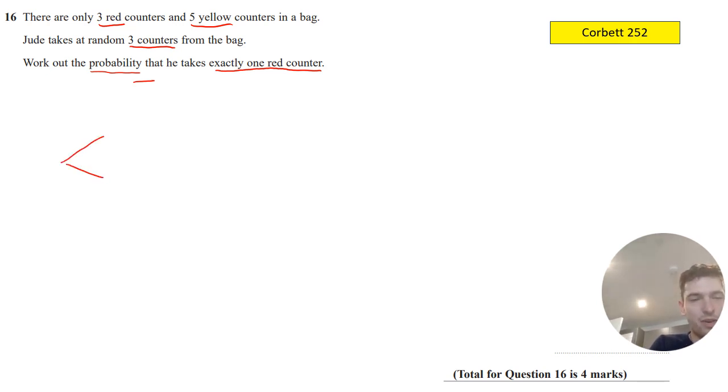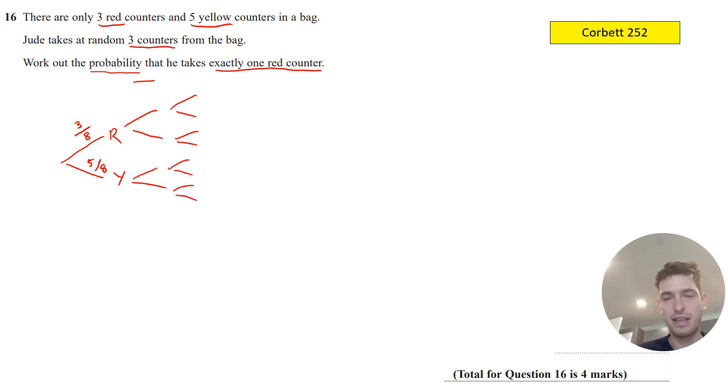On the first pick, I've got red or yellow. And what's the probability of taking a red? It is 3 out of how many in total? 8 in total. And yellow, it's 5 out of 8. Now, I can keep on going and doing this, but actually what I'm going to find is that my probability tree gets really, really messy. So I think there's actually a better way to do this. So I'm going to cross this off. I could do it this way, but it's going to take a really long time. It's going to be quite difficult.